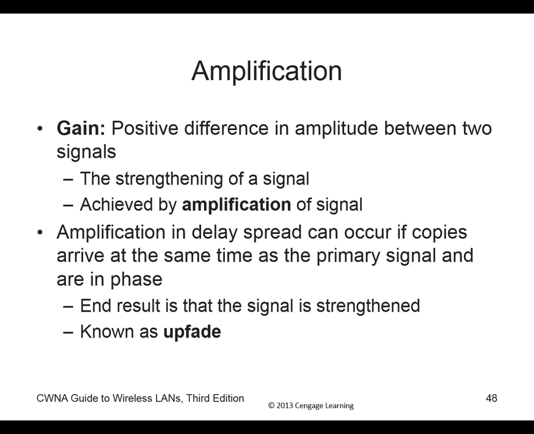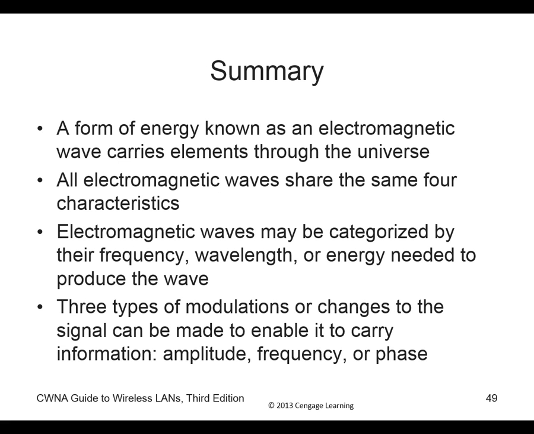In amplification, delay spread can occur if the copies arrive at the exact same time as the primary signal and are in phase. And that's what we call up fade. So what's the problem? If I amplify the out of phase signal and it gets there at the exact same time as the up fade, it's now got contradicting phases, so it doesn't know what to do. That's why wireless has some issues with amplification.